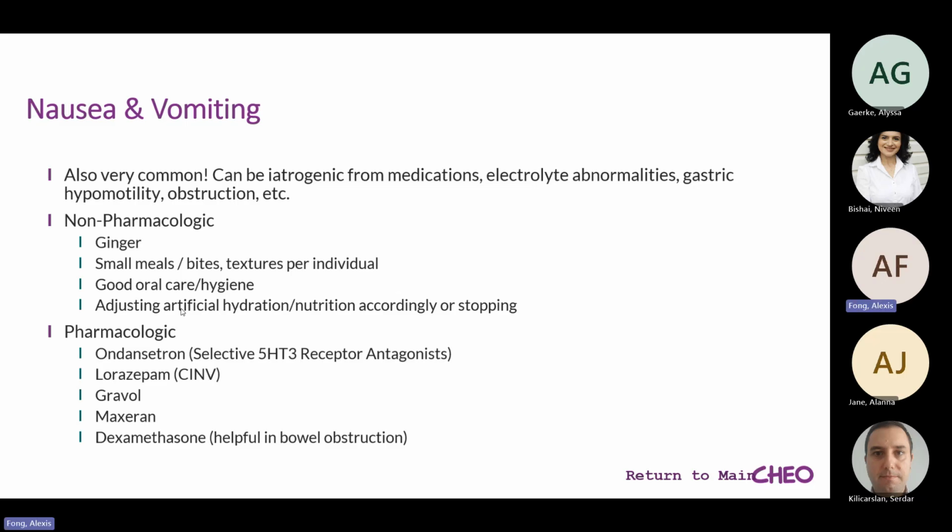I won't spend too long on pharmacologic interventions. Really, it depends on what's causing the nausea and vomiting. A good mainstay is ondansetron, a selective 5-HT3 receptor antagonist. Lorazepam is good for chemotherapy-induced nausea and vomiting. Gravol, Maxeran, and dexamethasone are good for bowel obstruction. So truly, a bit of the kitchen sink, depending on what works for that particular individual. And sometimes some of our antipsychotics as well.